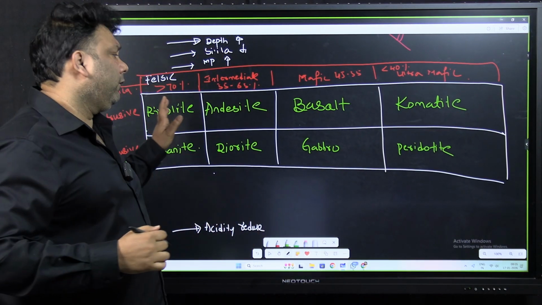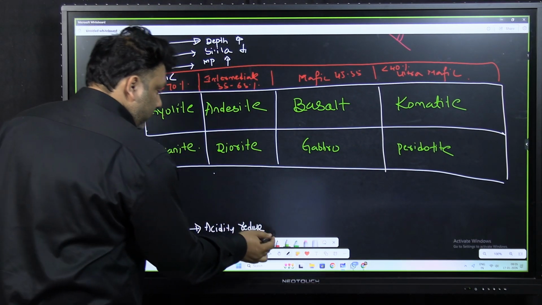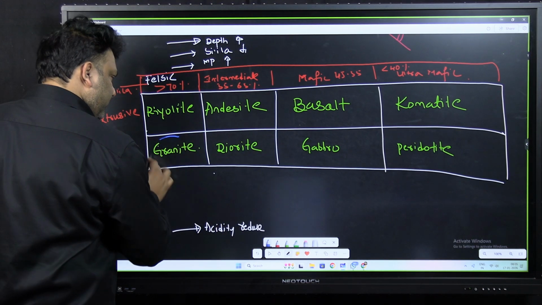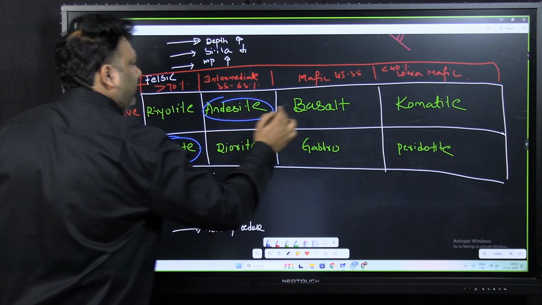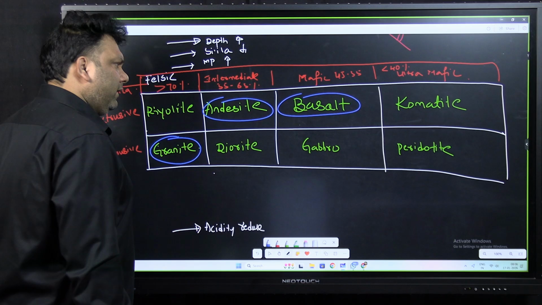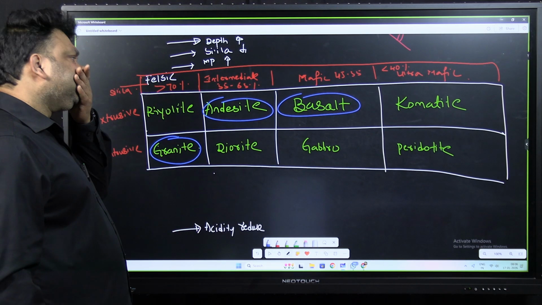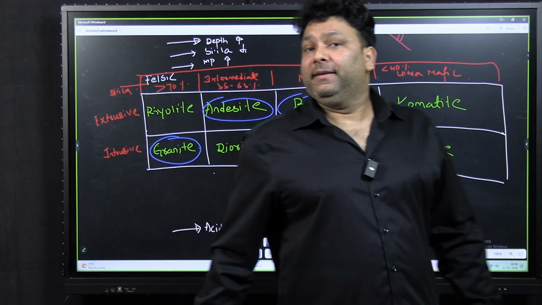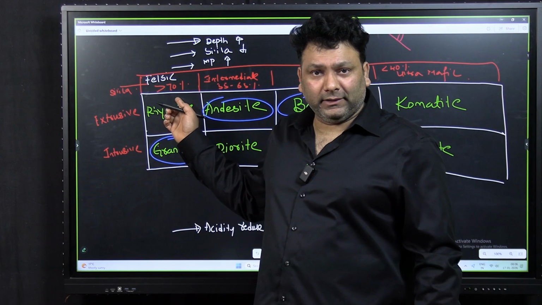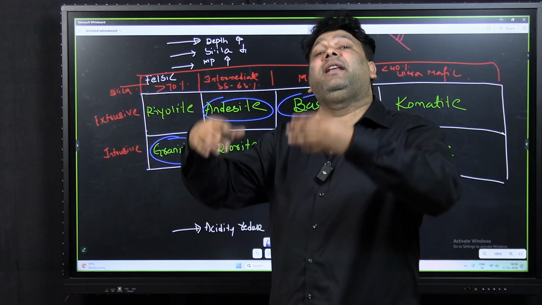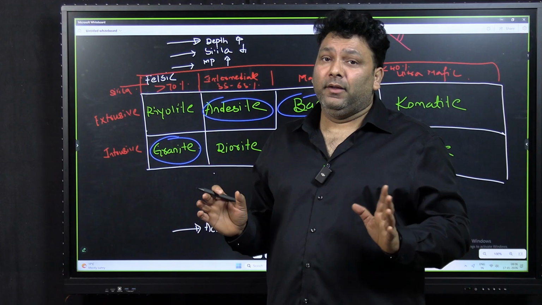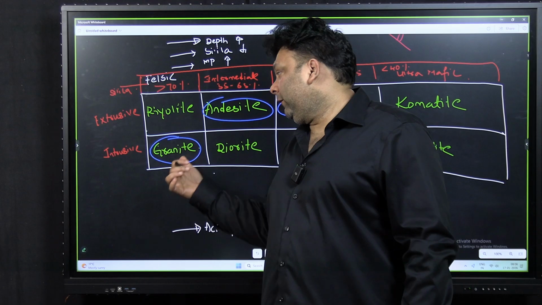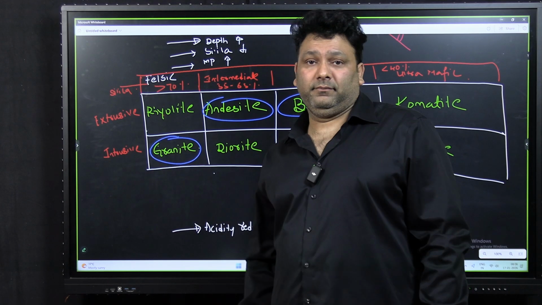Now, if it is becoming difficult for you to mug up all these things, then at least mug up granite, andesite, basalt. Only these things you mug up. The rest you can ignore. So granite, why is it very important? See, it has very high silica content, it is very thick, will it be able to come out? No, it will not. So mostly it will be solidified inside the earth only. So the chances of formation of this granite are very high.